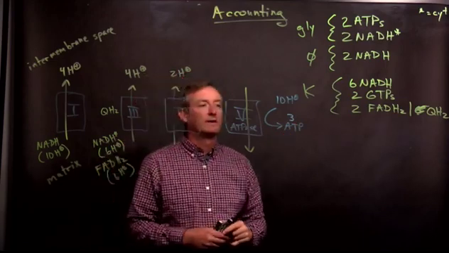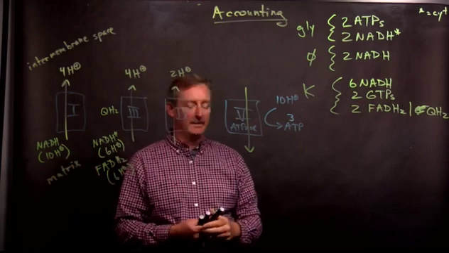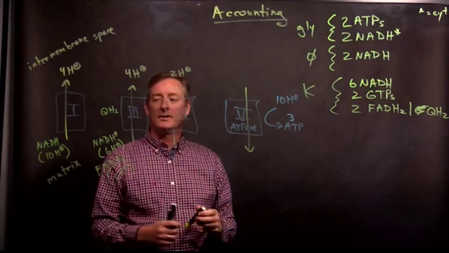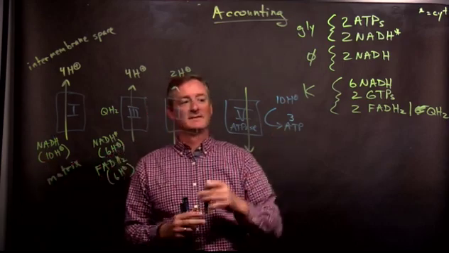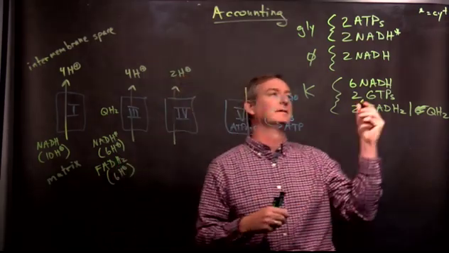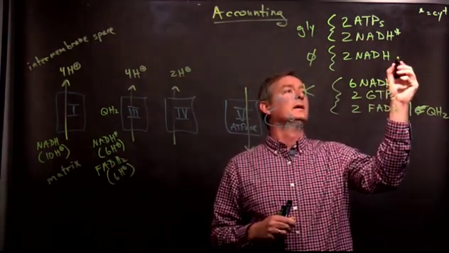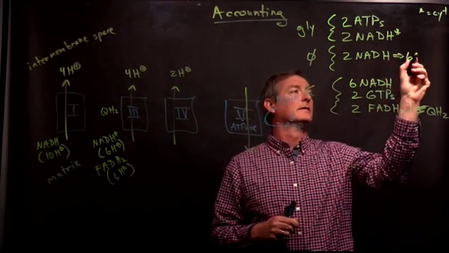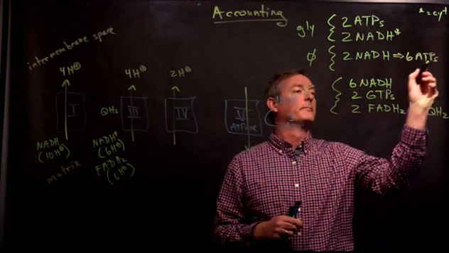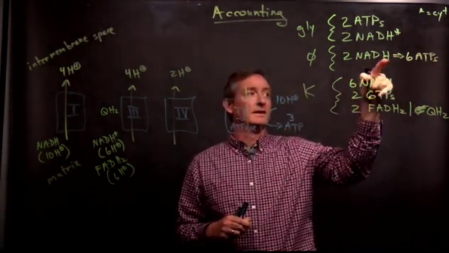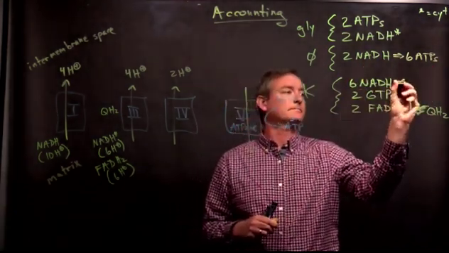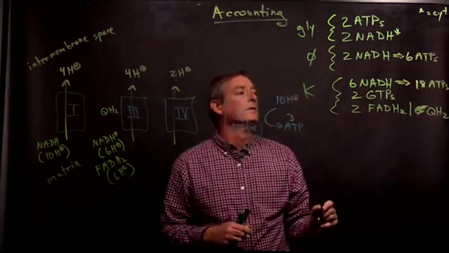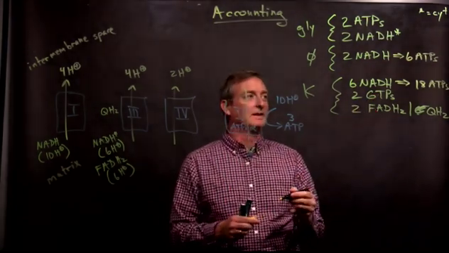Okay, so what does that mean in terms of our accounting here? Well, for our NADHs that are mitochondrial, they can turn the ATPase one complete turn to give 3 ATPs. So these 2 NADHs will give us 6 ATPs. 3 for each NADH. Here, 18 ATPs. Okay, our GTPs we count just like an ATP.